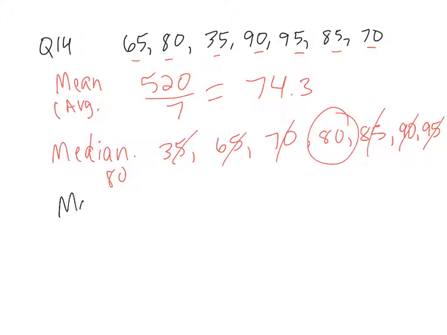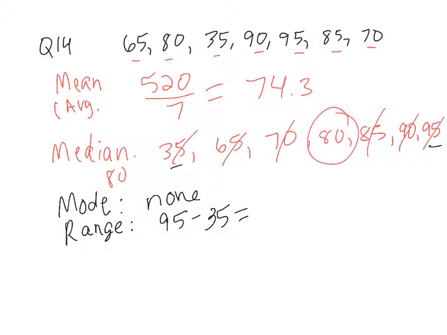The mode is the number that appears the most, and since none of them repeat, there's no mode. Range, you're going to subtract the smallest number, 35, from the largest, 95, and you will get 60.